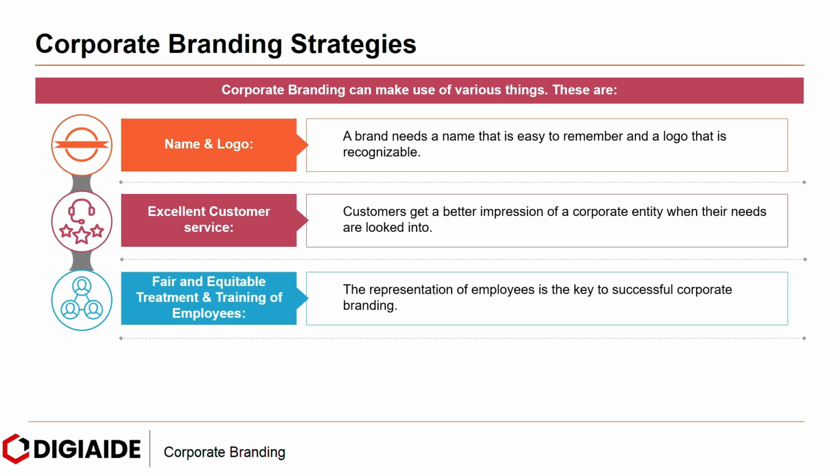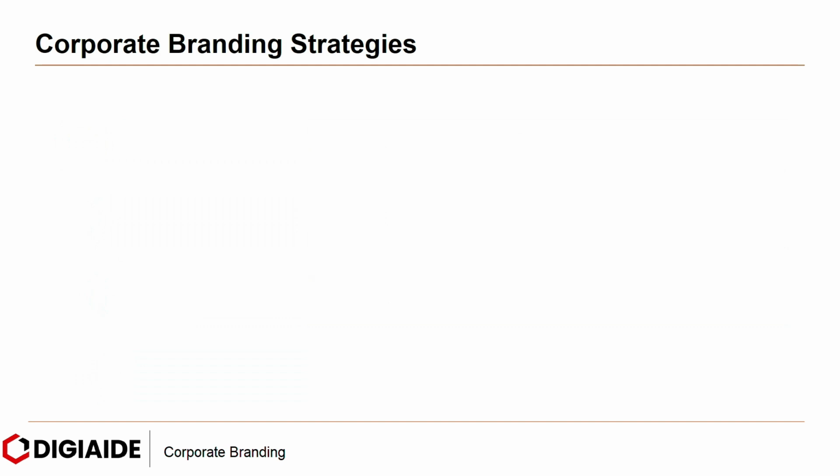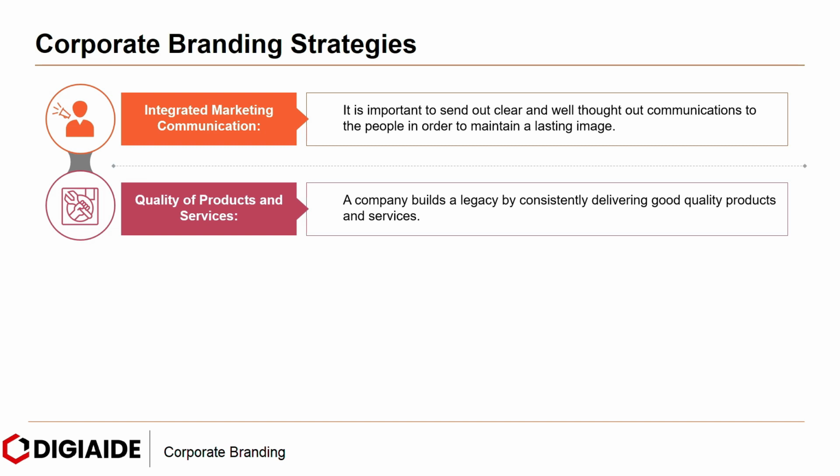The representation of employees is the key to successful corporate branding. Next, environmental friendly packaging. At a point of time when looking after the environment is crucial, this helps show that a company is responsible. Next, integrated marketing communication. It is important to send out clear and well thought out communication to people in order to maintain a lasting image.